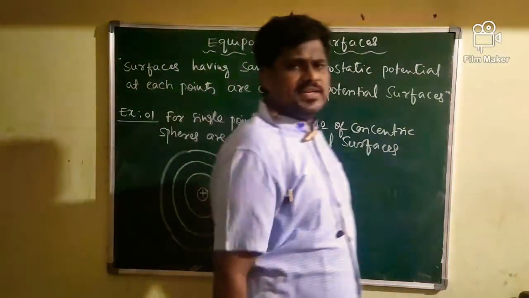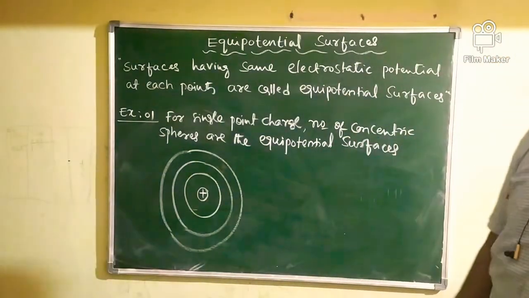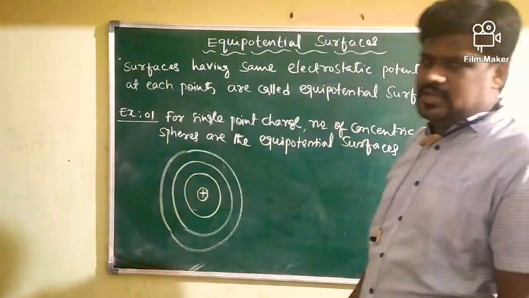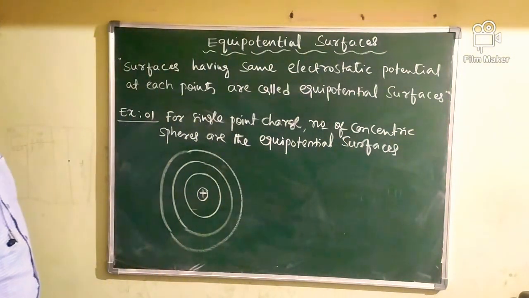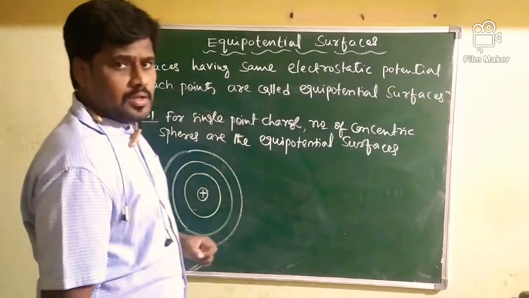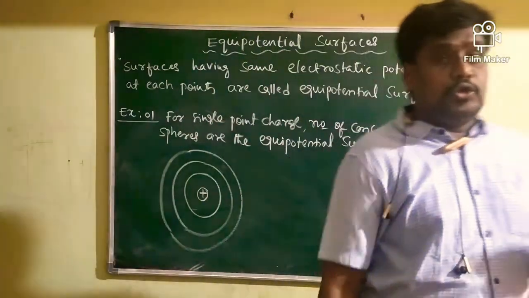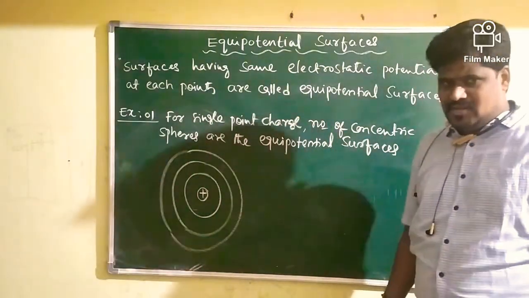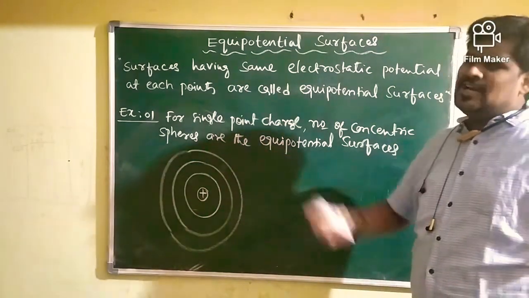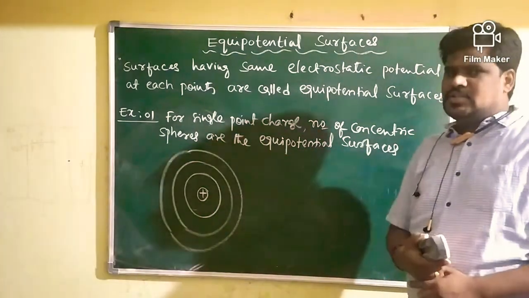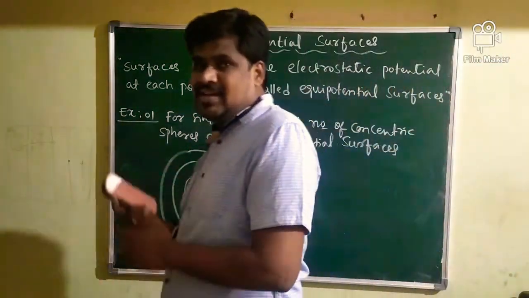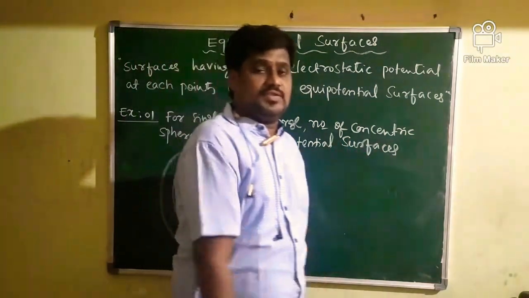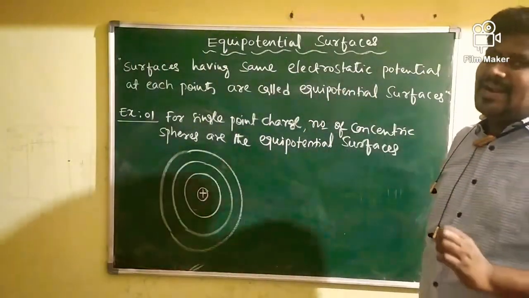Suppose we consider a horizontal uniform electric field. First, note down the first example for equipotential surface. Let me consider the second example, where I am going to draw the equipotential surfaces for a uniform horizontal electric field. So this is the nature of equipotential surfaces for a single point charge. In the next case, I will consider the equipotential surfaces for a horizontal electric field.